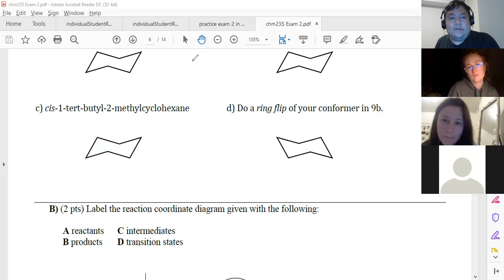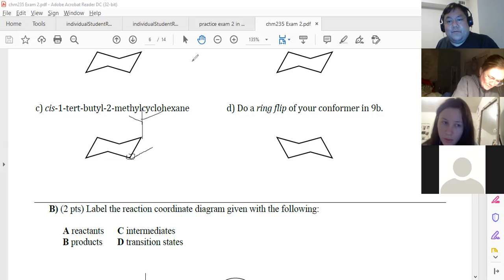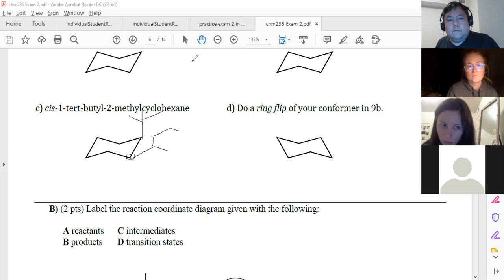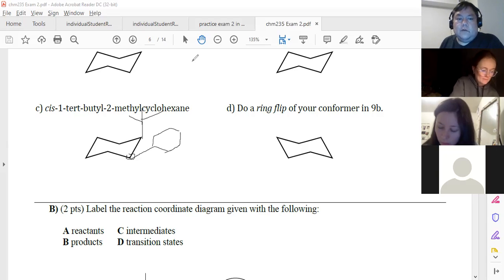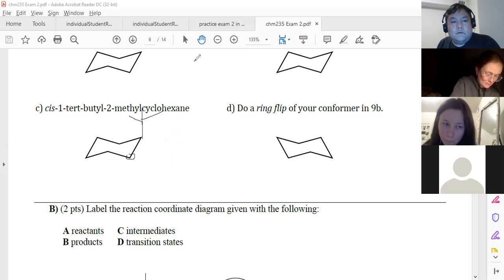Up. Okay, so if this is up, which carbon do you want me to make 2? To the left or to the right? To the right. Okay, so this one? Yeah. All right, so my methyl cyclohexane, should it be pointing up or down? Up. But now this is going to be equatorial, right? Yeah. That's not methyl cyclohexane. That's just cyclohexane. I apologize.